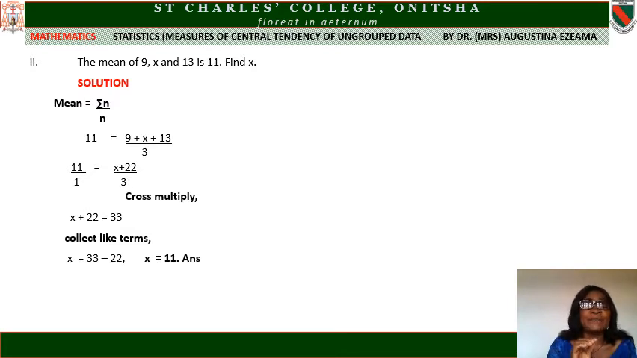Now let it be in a way you can cross multiply. 11 over 1 is equal to x plus 22 all over 3. If you cross multiply, you get 3 multiplying 11 to give you 33. x plus 22 is equal to 33. You collect like terms. The like terms are the 3 and the 22. So x is equal to 33 minus 22. Therefore, x is equal to 11, which is the answer.